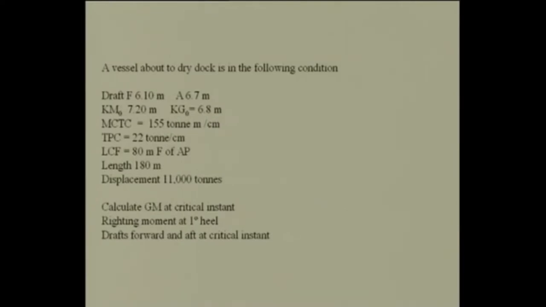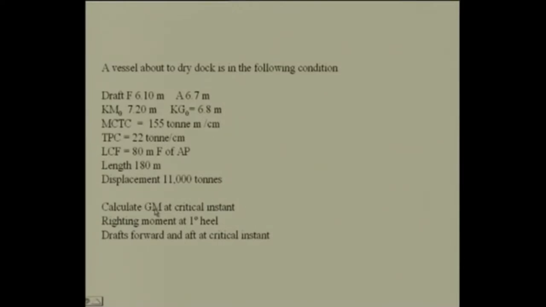So, you are told that there is a critical instant when the ship hits the blocks, that is draft forward is 6.1 and draft aft is 6.7. So, aft is more. All right. So, length is 180 meters, displacement is 11,000 tons. You are asked to calculate your GM at the critical instant.